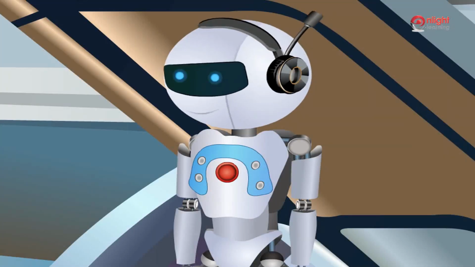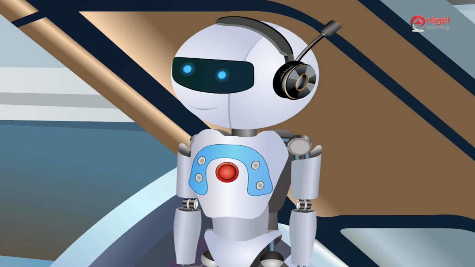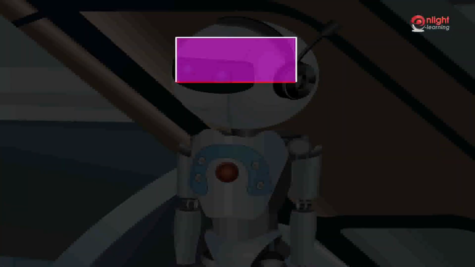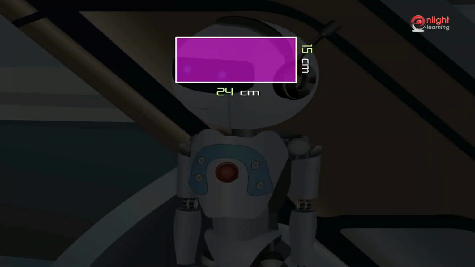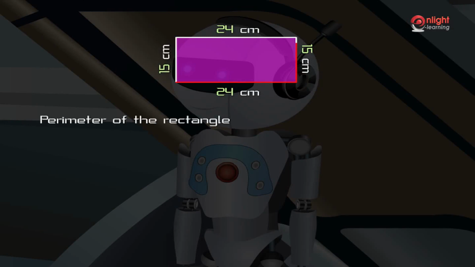Let us solve a problem to better our understanding of this concept. Consider a rectangle having a length equal to 24 centimeters and the breadth equal to 15 centimeters. We are supposed to find the perimeter of this rectangle. Since length and breadth are adjacent sides of a rectangle, the lengths of the other two sides will be 24 centimeters and 15 centimeters. Hence, the perimeter of the rectangle is the sum of 24 centimeters plus 15 centimeters plus 24 centimeters plus 15 centimeters is equal to 78 centimeters.